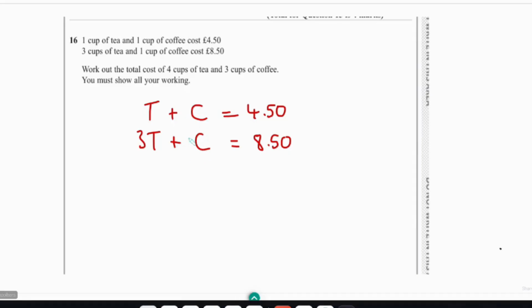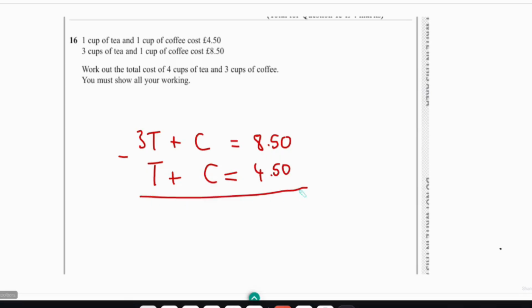So because my C's are the same, and the signs are the same, I'm going to subtract. I might swap around my simultaneous equations to make it easier to work out. It doesn't matter which one's at the top and which one's at the bottom. You can see now if I subtract, 3t take away 1t is 2t. C take away C is 0. C's eliminate, they cancel out. £8.50 take away £4.50. Well, you could see it's just £4, or if you do a written method, you will get the same answer.